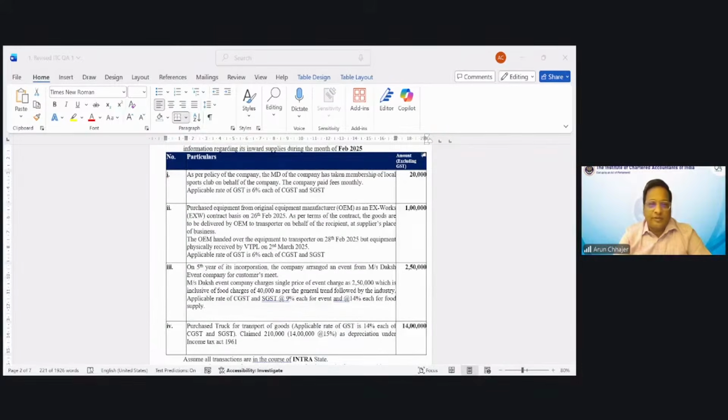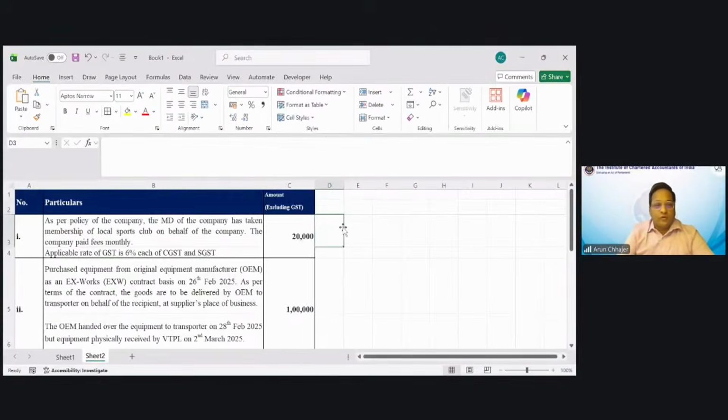So I've just copied an Excel sheet and you can tell me, is ITC available or not available for this item? Will the ITC be available? Local sports club, available or not available? ITC available or not available? Not available.